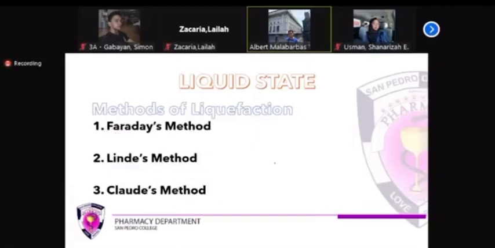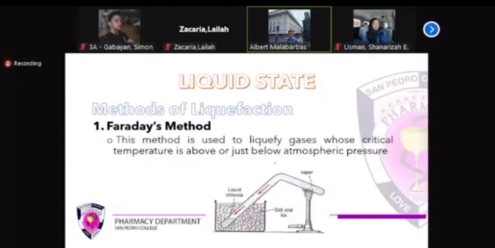Okay? So next, what are the three methods of liquefaction? We have Faraday's, Linde's, and Claude's method. This is just a definition lang ha. So when we say Faraday's method, it's a method used to liquefy gases whose critical temperature is just above or just below the atmospheric pressure. Above or just below atmospheric pressure.